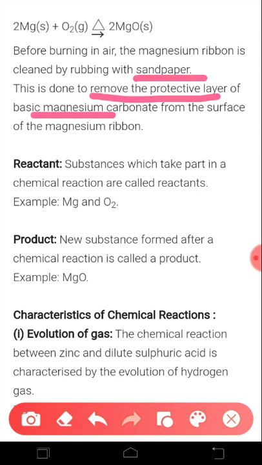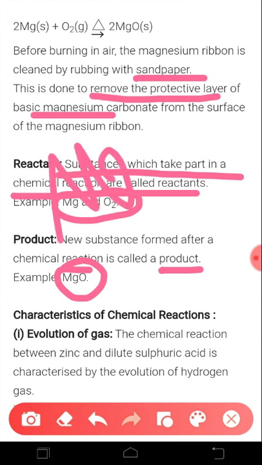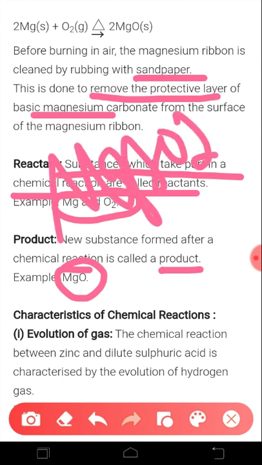What is a reactant here? The substance which takes part in a chemical reaction. The reactant example is Mg plus O2. The new substance formed after a chemical reaction is known as the product. So its example is MgO. Mg plus O2 gives MgO.